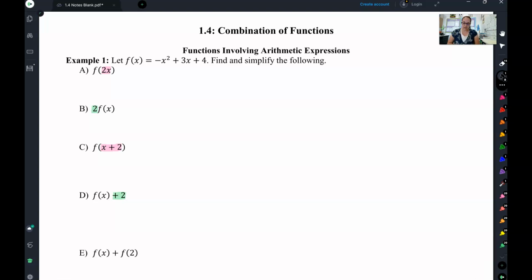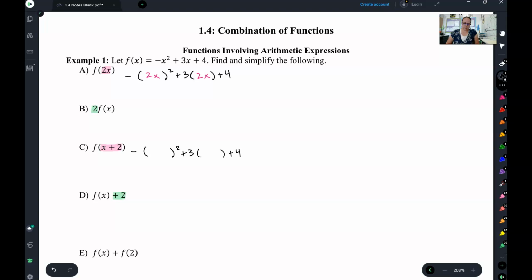If it's inside, we always do our big fat blank parentheses and then plug in what goes inside. And then same thing down here. We do our big fat blank parentheses and then plug in what's inside. Anytime you have something inside, that is always the process you do.